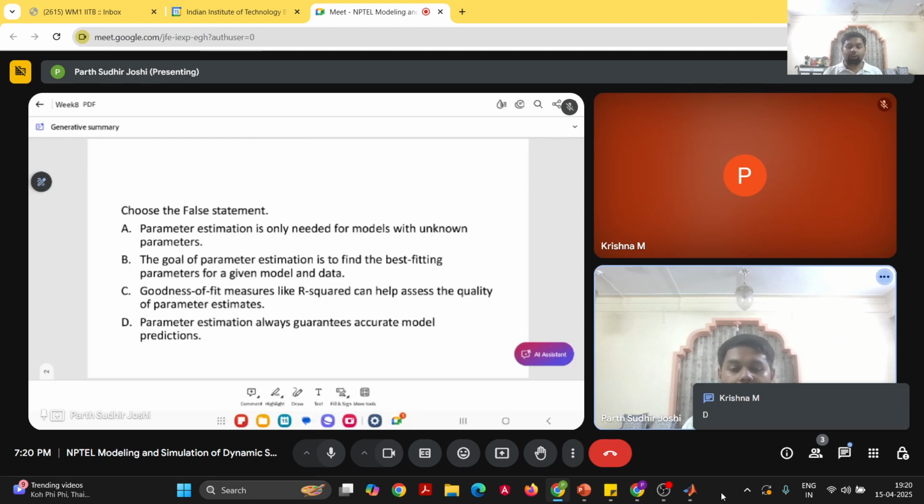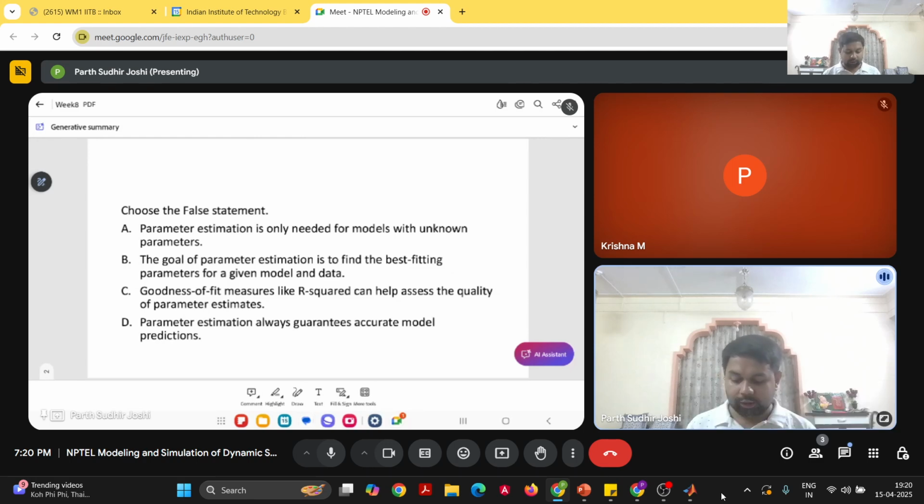Yes, you are correct. Parameter estimation does not always guarantee accurate model predictions. Depending on the model structure that we have assumed, and also depending on the data that are available to us for estimating the parameters, it may not always be fully accurate. It actually depends on the model structure as well as the data which we use for parameter estimation.